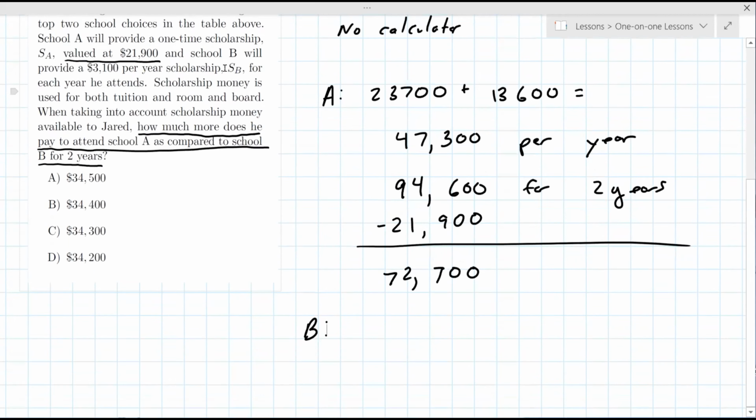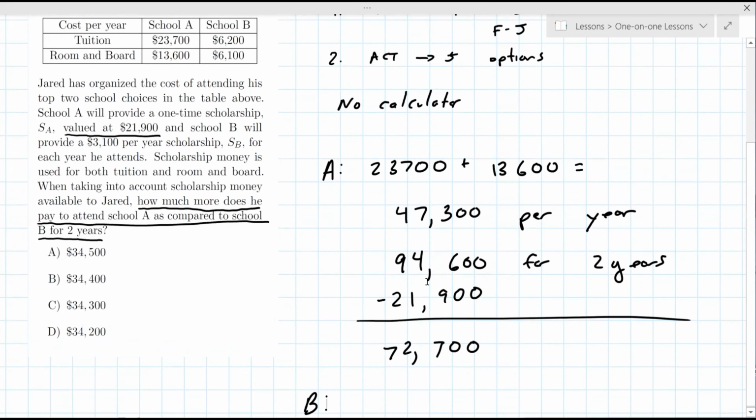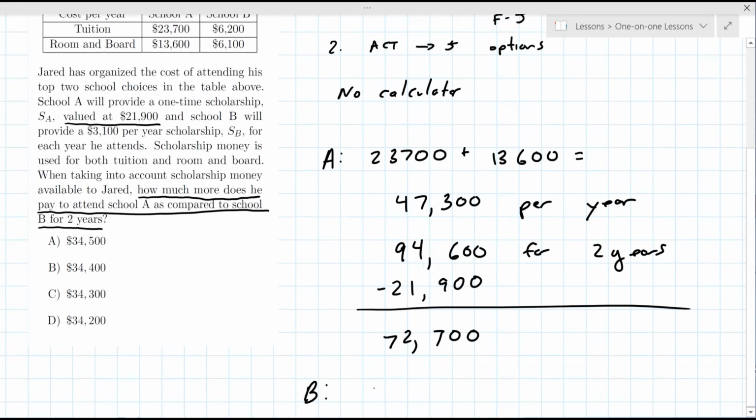School B is less expensive, but the scholarship's not as much. So it's 6,200 plus 6,100. So it's 12,300.